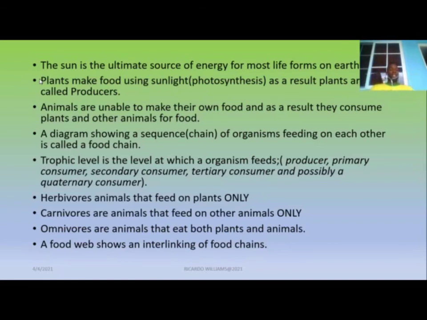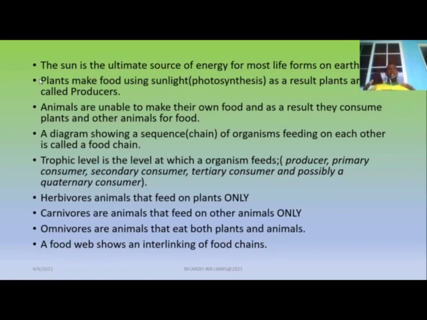We looked at the fact that consumers can be herbivores, carnivores, and omnivores. They feed on both plants and animals. We looked at the trophic level. We know that the first trophic level is a producer, always a green plant that uses sunlight energy via photosynthesis to make food. And then we have the consumers. We have the primary, secondary, tertiary, and in some cases we can have up to quaternary consumers. Alright, class, so that is it.